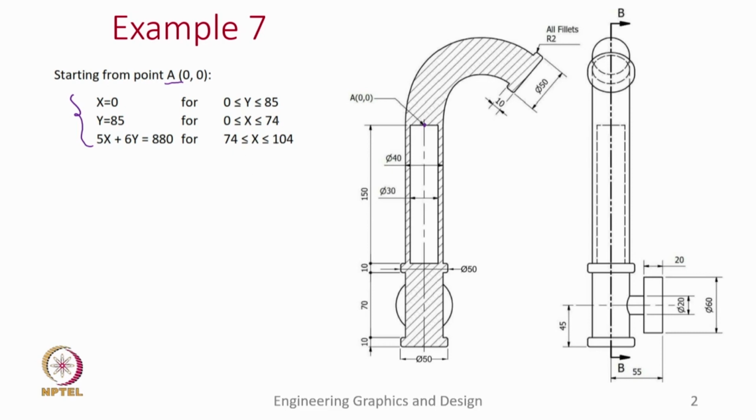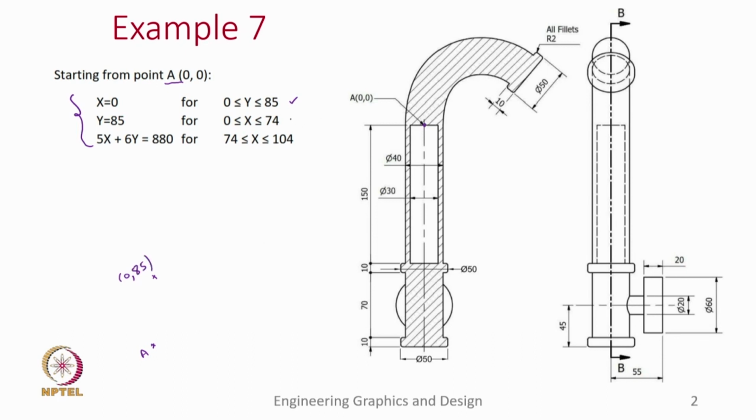So, since we have 3 equations, we understand that there are 3 straight lines in the control vertices. Okay. So, first let us understand the first equation. The first equation says x is equal to 0 with y varying between 0 and 85. So, let us say this is point A. The first one is vertical because x is constant at 0 and the y axis ends at 0 comma 85.